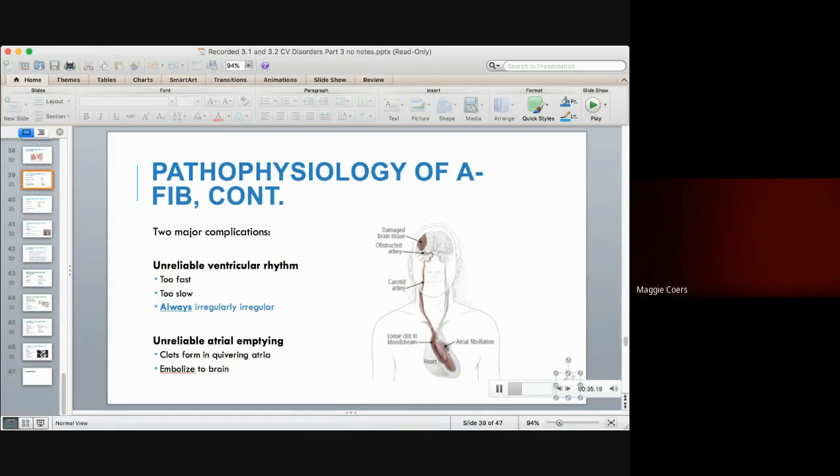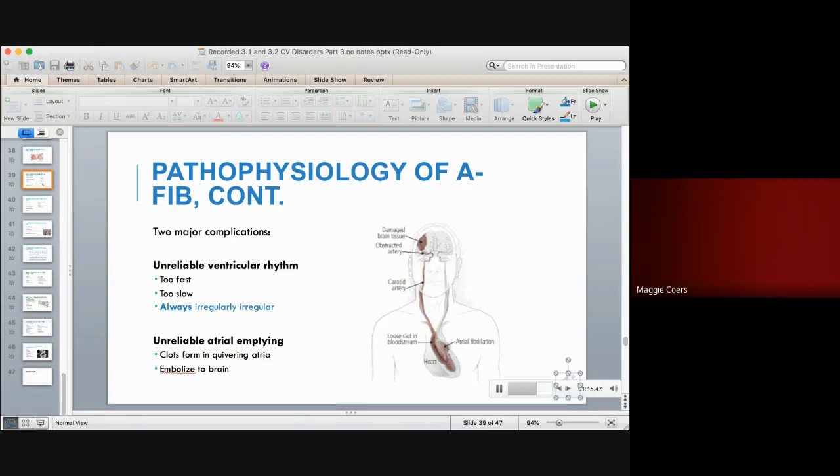The first one is unreliable ventricular rhythm. The heart will beat too fast and it'll beat too slow. There's no rhyme or reason to the beat. The ventricles in this case may not be able to fill. There's decreased cardiac output if the heart rate is too fast or too slow. In this unreliable ventricular rhythm, there's always an irregularity, or an irregularly irregular heartbeat. It's never a normal, regular heartbeat.